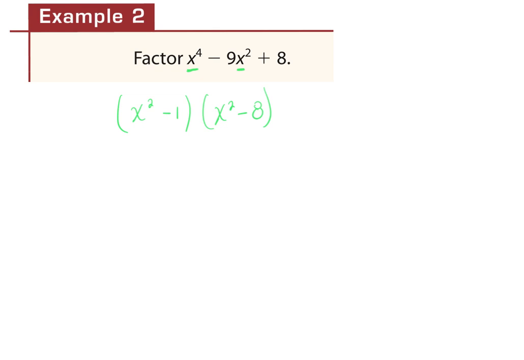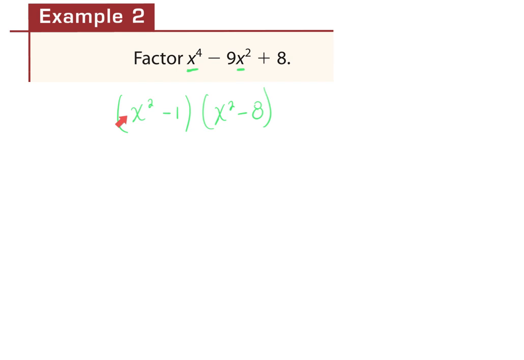However, I can keep going. This is a perfect square, but 8 is not. So this is as factored as we can get with this one. However, this is two perfect squares. How do I factor this?